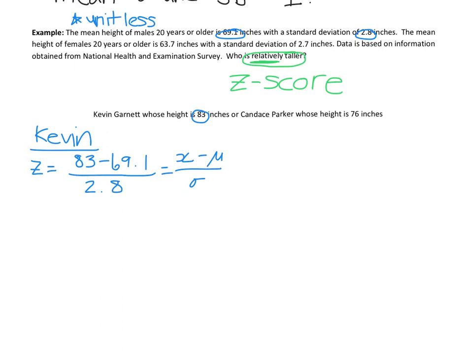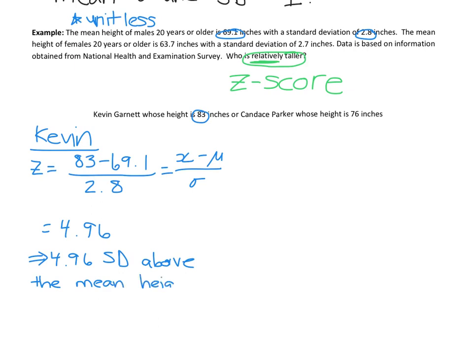If we do this calculation, we do the numerator first by order of operations. We should be getting 4.96. Again, this has no units, meaning he is 4.96 standard deviations above the mean height. All right, let's look at Candace's z-score.